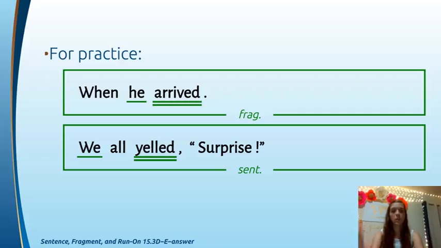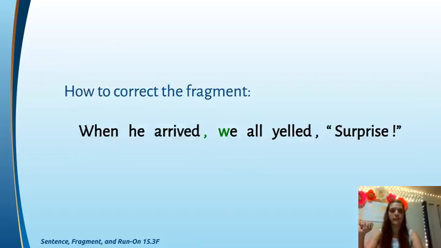Okay, there it is. The first one's a fragment, the second one's a sentence. And then this is how you can correct it. When he arrived, comma, we all yelled, surprise! Okay, and that's how you can correct your fragments super easily. Now, can you correct all your fragments like that? No, but that's one of the most common ways, because a lot of times it's that we are completing our thought in our head, but our punctuation gets messed up.